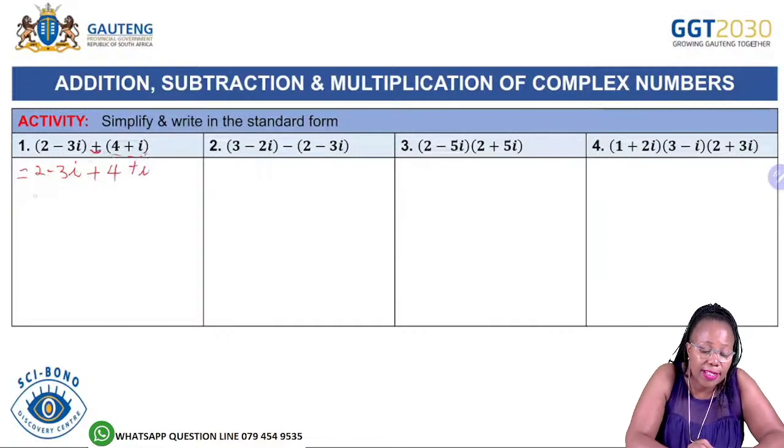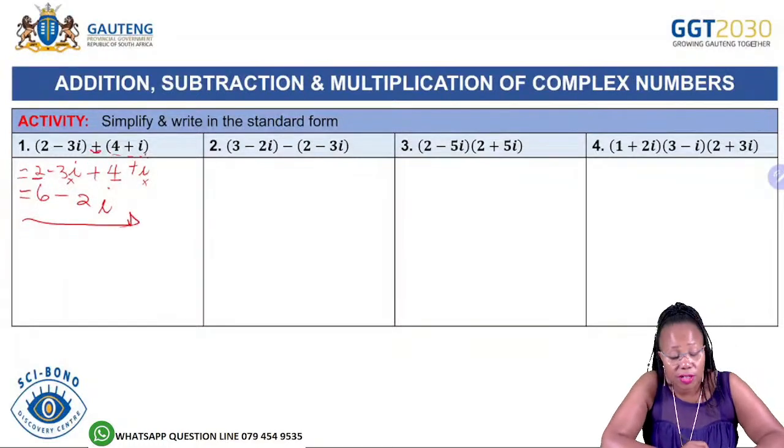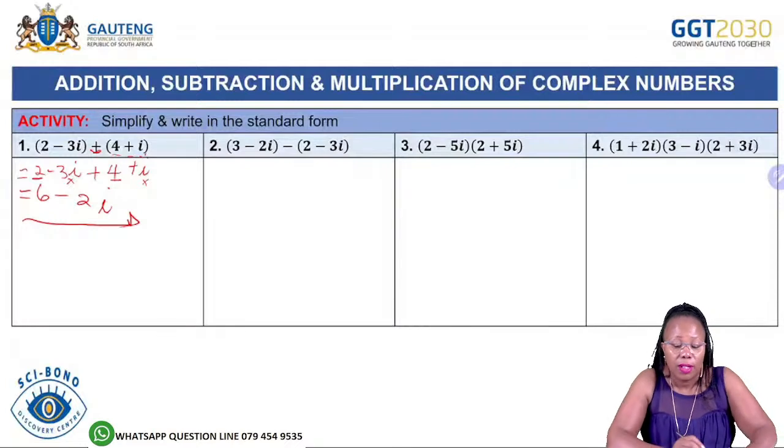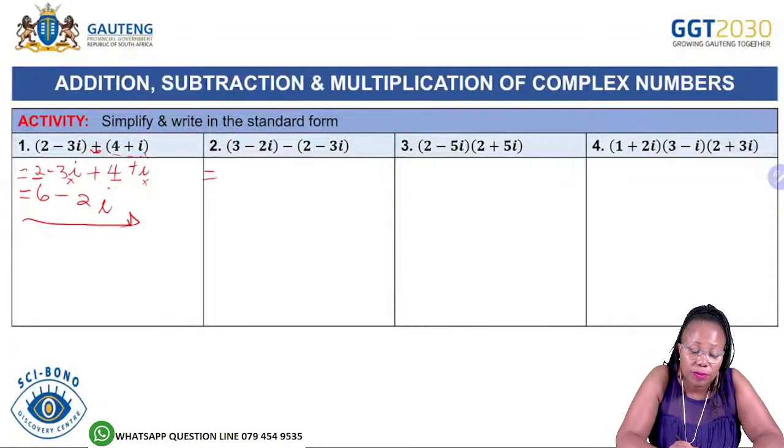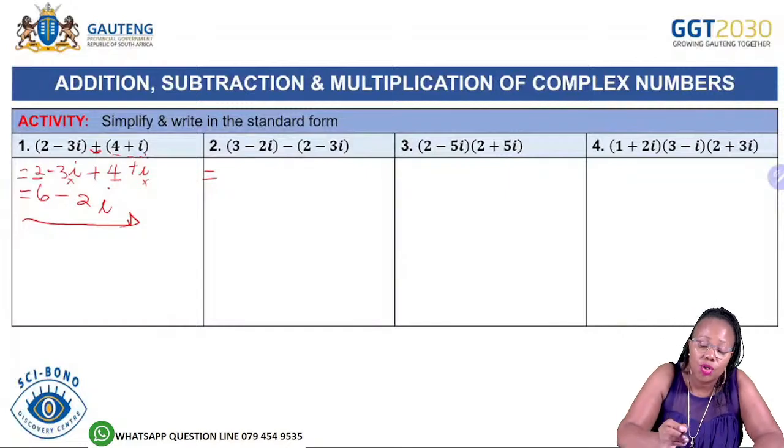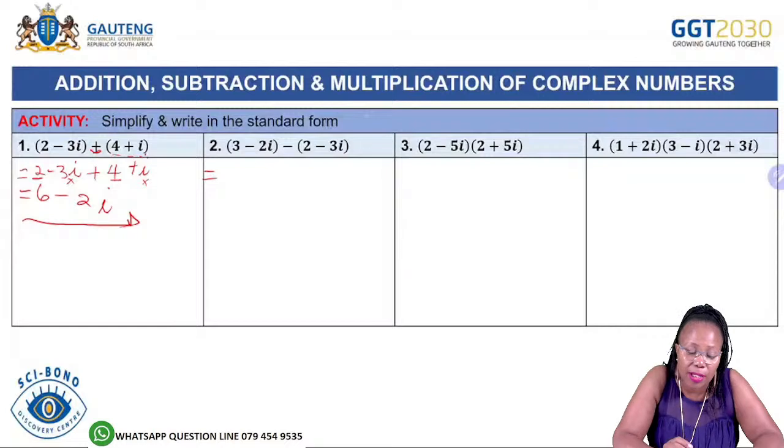And then now we are adding like terms. So we have 2 plus 4, which is 6, and minus 3i plus i, which is minus 2i. That is our answer in rectangular notation. Number 2. In number 2, we have 3 minus 2i minus the bracket 2 minus 3i. So now this negative is going to have an impact on the signs inside the bracket because we are distributing now. The distributive law of multiplication is applied then.